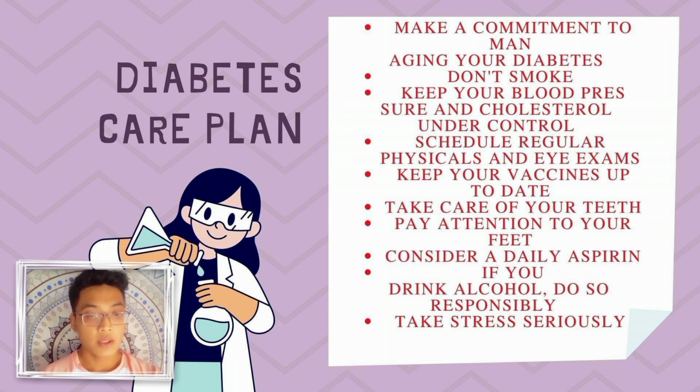Number 5. Keep your vaccines up to date. Diabetes increases your risk of getting certain illnesses. Routine vaccines can help prevent them.